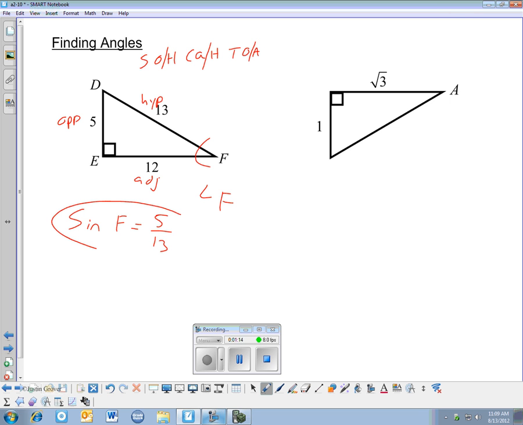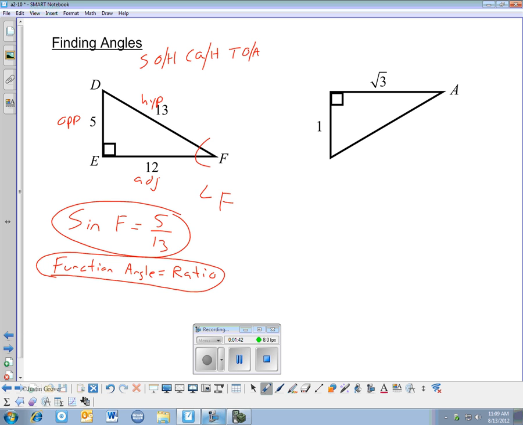And what I set up here was a trig equation that goes function angle equals ratio. The function is sine, the angle is F, it's an unknown, equal to the ratio that we get from sine, which is 5 over 13. And that's an important concept to remember, that function angle equals ratio is how you set up a trig equation, because that's used a lot in trigonometry.